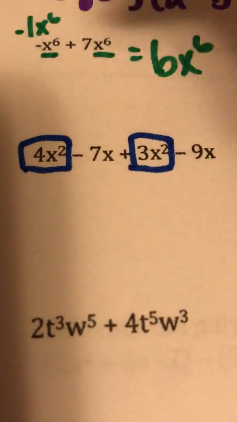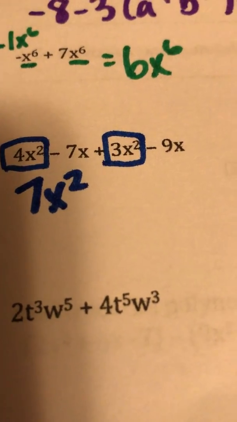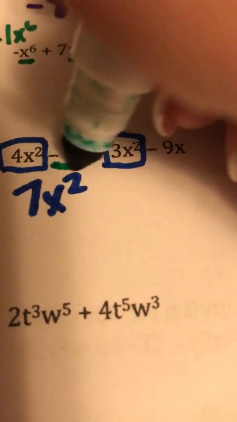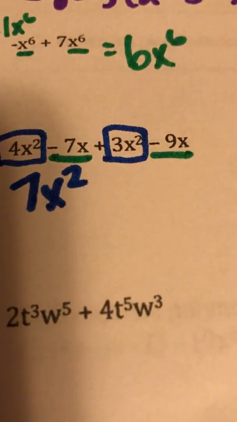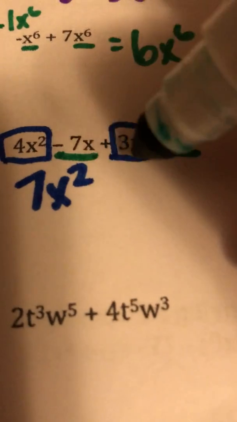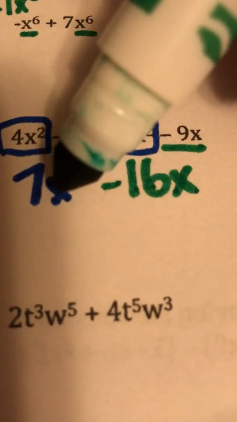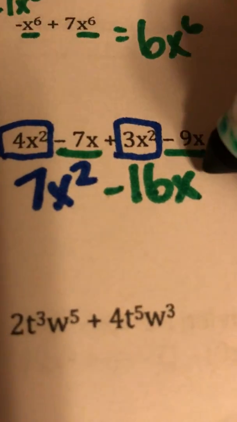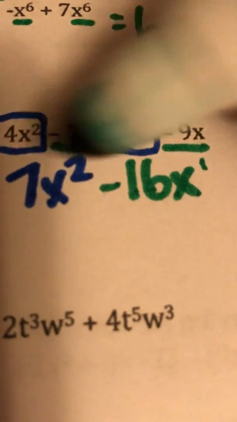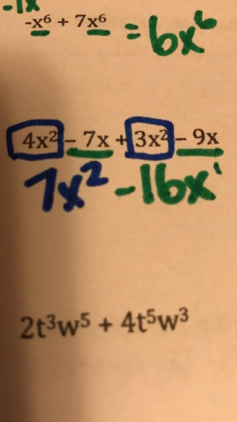So I can combine these two terms. 4x squared plus 3x squared is going to be 7x squared. Now, I also have these x's, negative 7x and negative 9x. So negative 7 minus 9 is negative 16x. Both are the variable x, but this is raised to the power of 2, and this is essentially raised to the power of 1. So we cannot combine these terms because they are not the same variable raised to the same power.